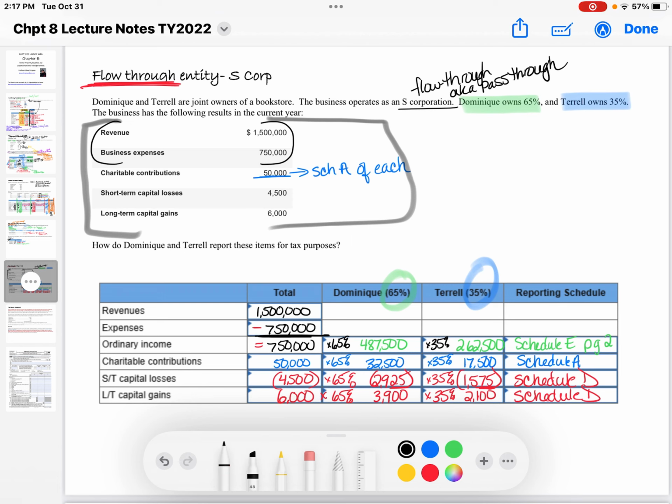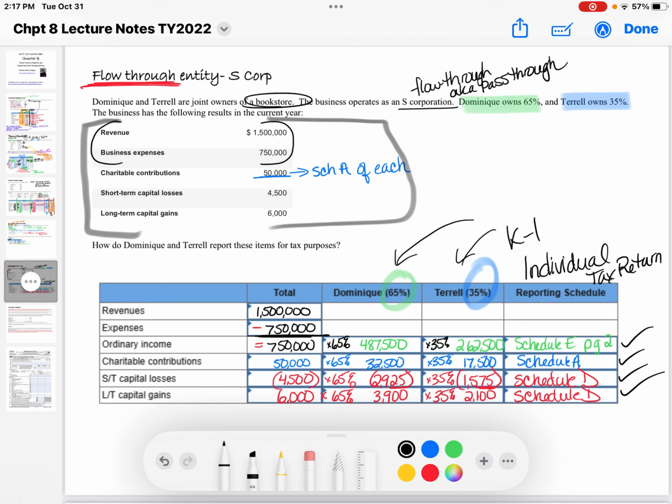So on my individual income tax, I am going to take that K1 and it's going to split all of these amounts up. So I'll have a K1 for Dominique and a K1 for Terrell. I'll have each one of these split up so that I can take them to the right schedule on my individual tax return. It's kind of like a W-2. I get it from whoever prepared the tax return for the bookstore. Sometimes it's a different tax preparer. They prepare the tax return. I'll get my K1 and then I'll go do my own tax return wherever I choose to go.